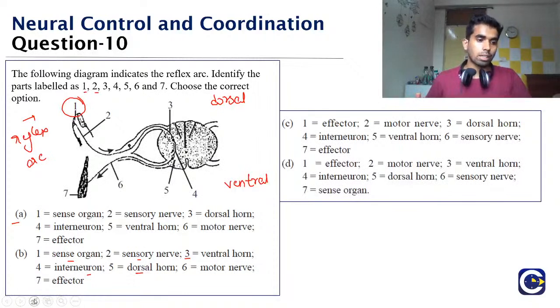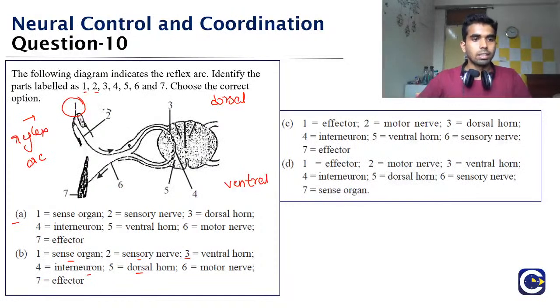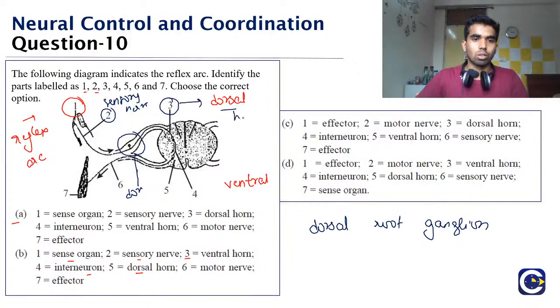The sensory organ has to be supplied by a nerve, and that particular nerve will be known as the sensory nerve. So 2 should be the sensory nerve. This is the dorsal root. And see one more thing, this bulge over here is known as the dorsal root ganglion. It can be asked in the examination. Then see the third part. I told you the posterior part is the dorsal horn, so the third is the dorsal horn.